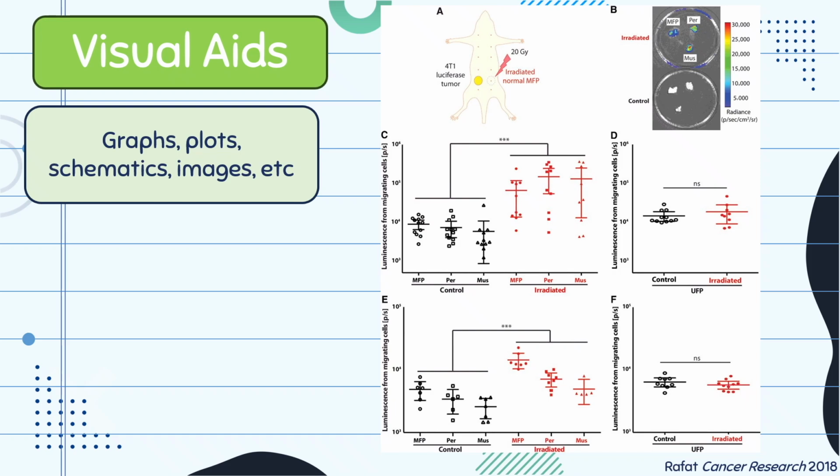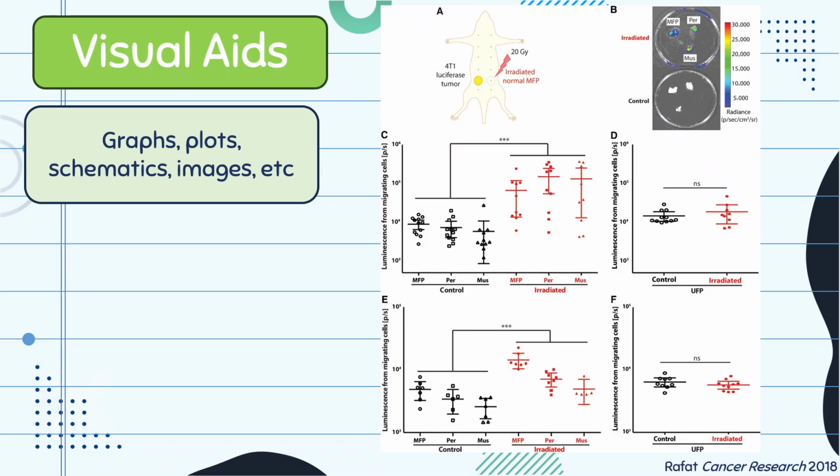She also presents images of what she found by looking at the luminescence of the cancer cells in the fat pad, the muscle, and the peritoneum of the irradiated mice versus the control mice, which really paints the picture and really drives home the hypothesis that it is the radiation that's making this occur. And then she also represents her data as plots.